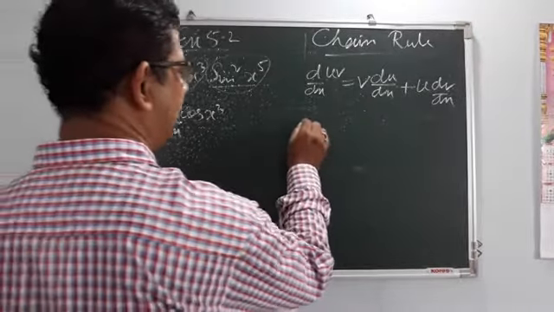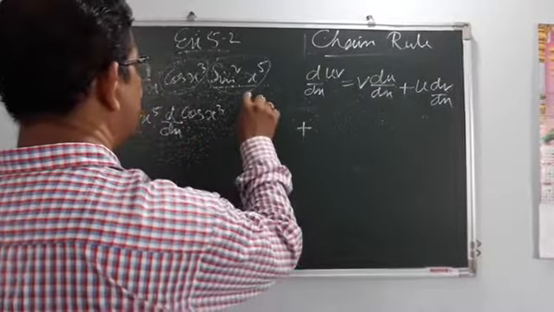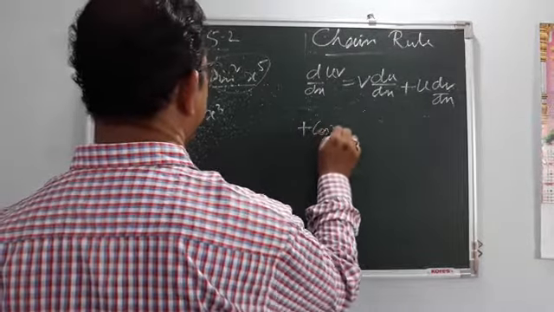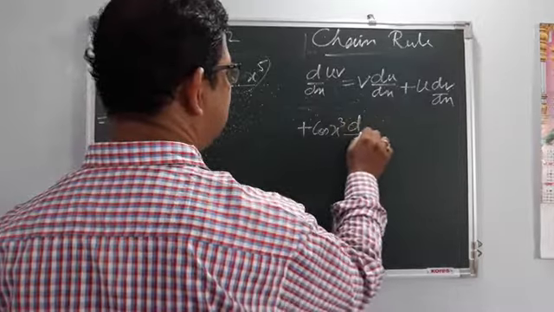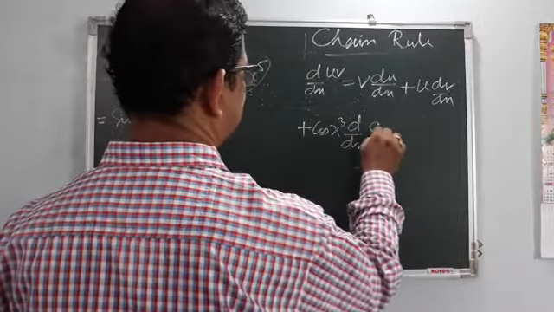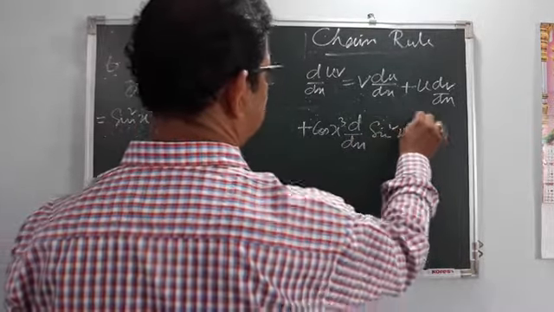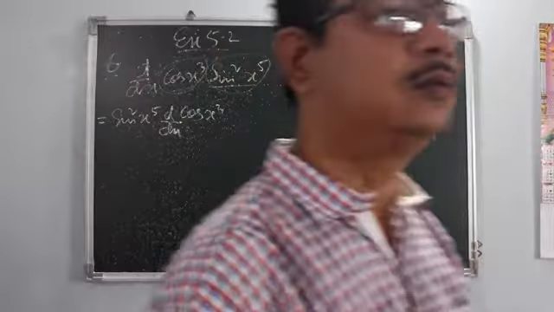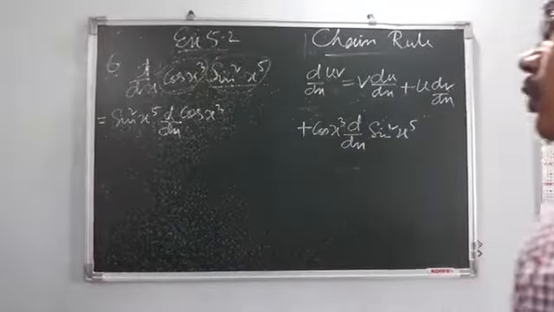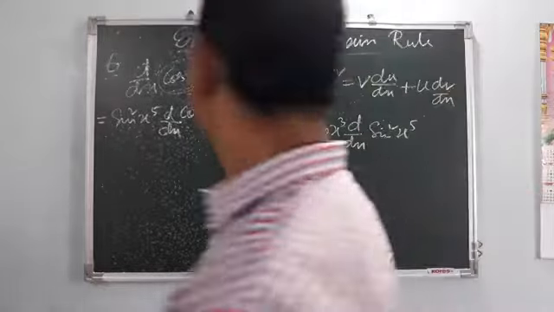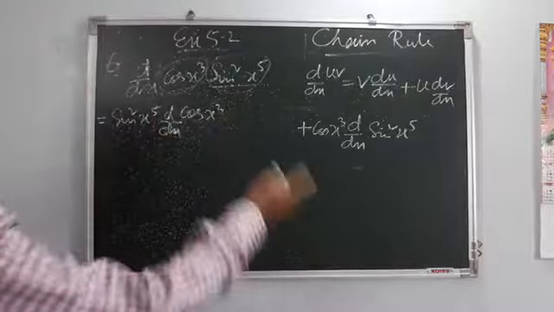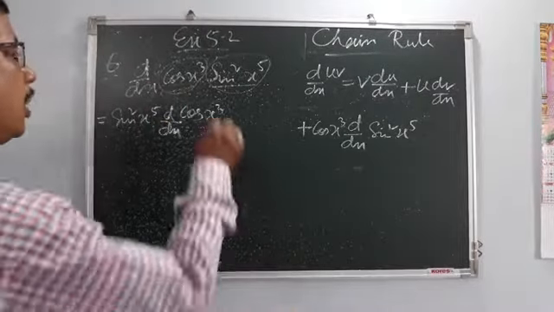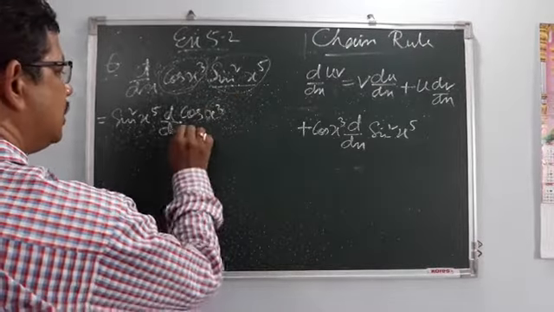Then plus differentiation of, we will keep u first, that is cos x cube, and d/dx of sine square x to the power 5. I have kept a little space here because we will use the chain rule. Cos x with respect to x, we have the formula. Cos x cube with respect to x, no formula. So of course we will use the chain rule here.